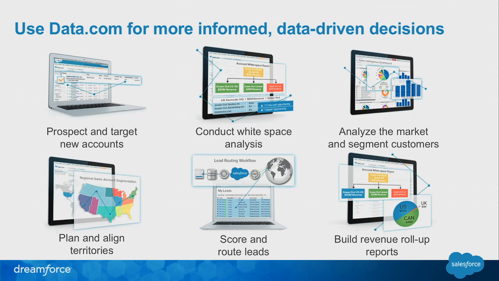You may want to do white space analysis in terms of what companies you've sold to, what companies you've not sold to. This could be both green, for companies that you have never sold to before that are potentially a target for you, or perhaps you sold to a company and you want to see all the other members of that family hierarchy. Kind of analyze the market and all the segments and customers that you have.